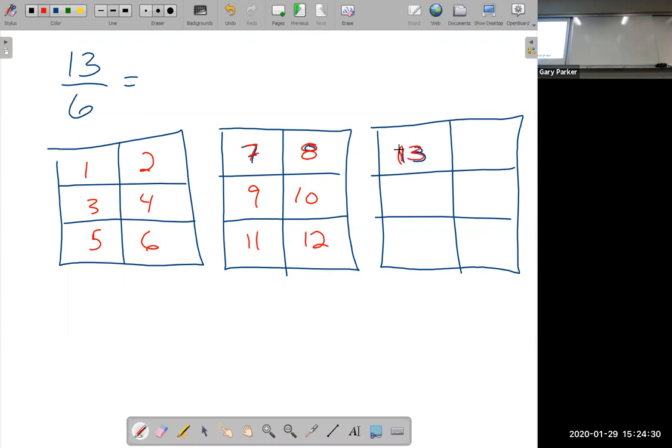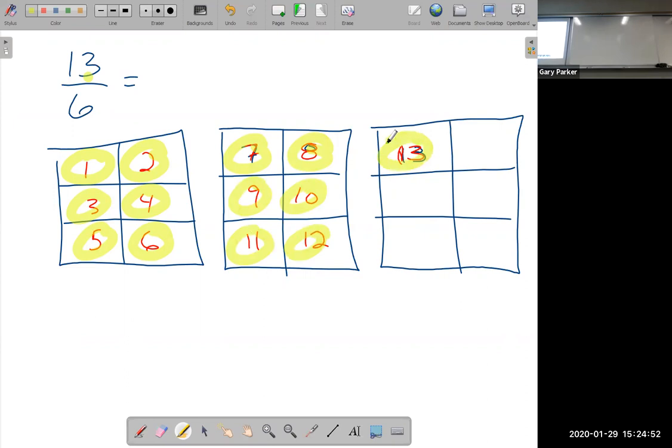Okay, so one way to do it is to just rearrange the pieces into as many whole blocks as you can. And so I count them out, right? I get 1, 2, 3, 4, 5, 6. I need to get to 13. 7, 8, 9, 10, 11, 12. There's 13.